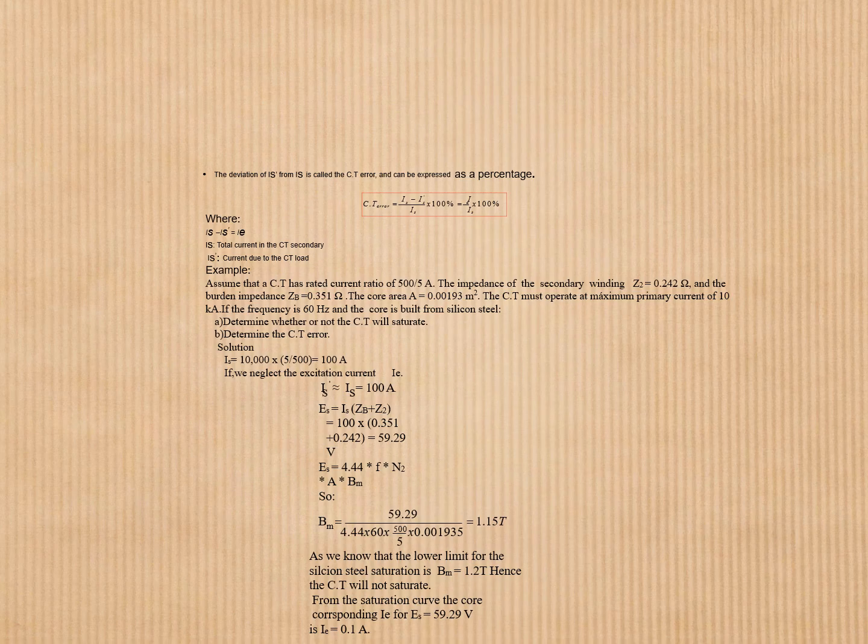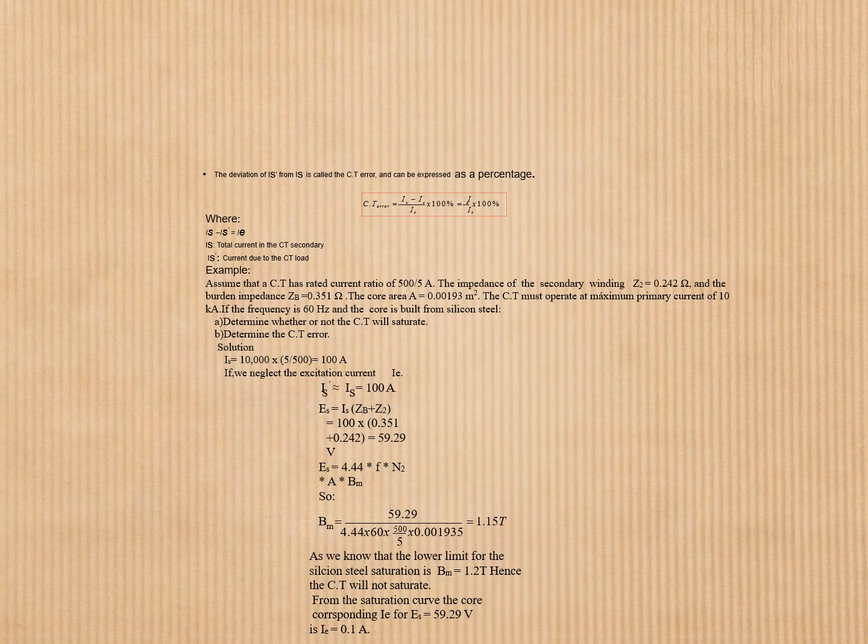Example: assume that a CT has a rated current ratio of 500 by 5 amperes. The impedance of the secondary winding Z2 equals 0.242 ohms and the burden impedance ZB equals 0.351 ohms. The core area A equals 0.00193 m². The CT must operate at a maximum primary current of 10 kiloamperes, the frequency is 60 Hz, and the core is built from silicon steel.